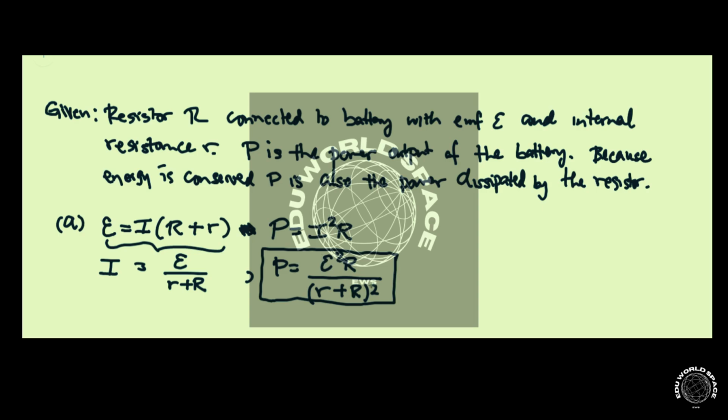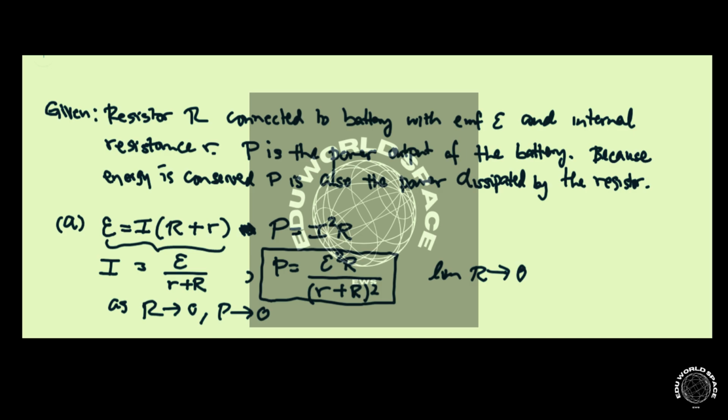So now in part A, they're asking what happens when R is small. So that's basically saying, okay, we take the limit as R goes to zero, right? So R is getting smaller and smaller. In that case, when R goes to zero, the denominator gives us just the internal resistance, but the numerator goes to zero. So as R goes to zero, so does P. So as R gets smaller, P gets smaller.